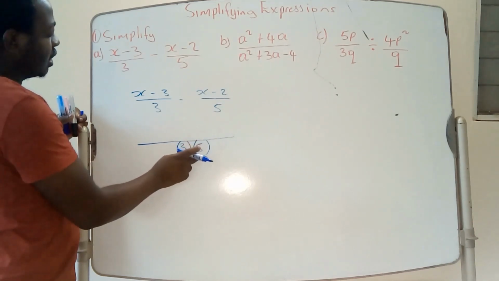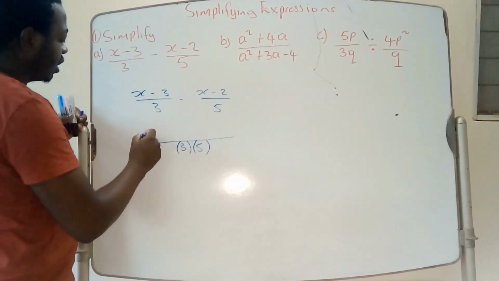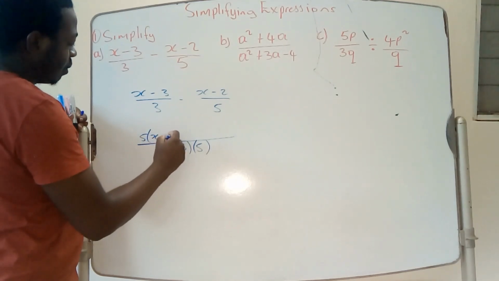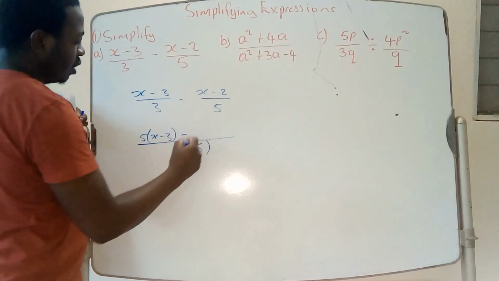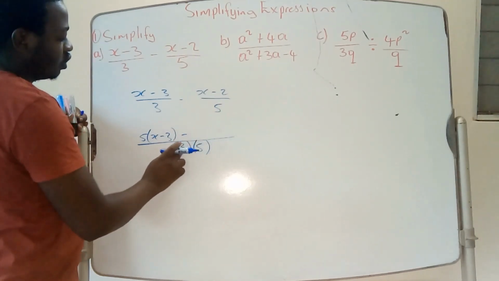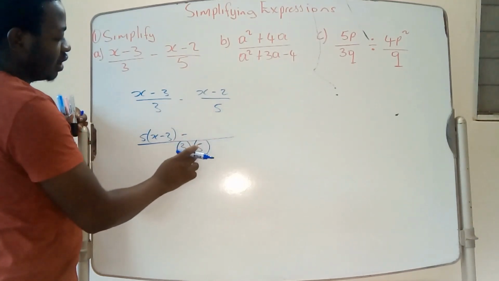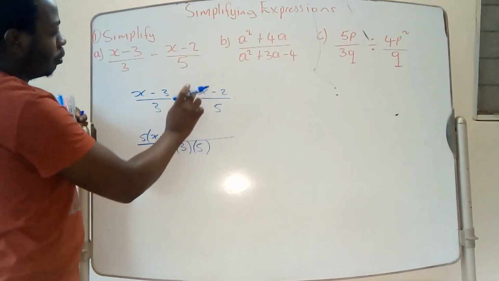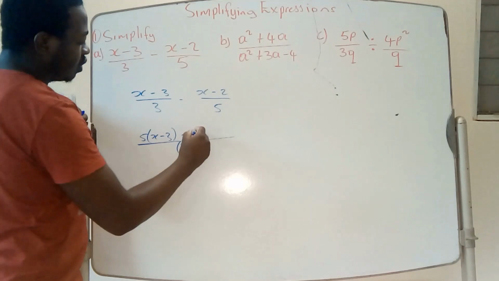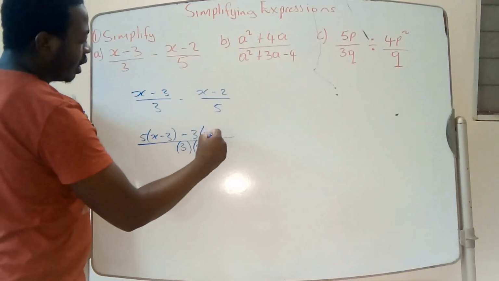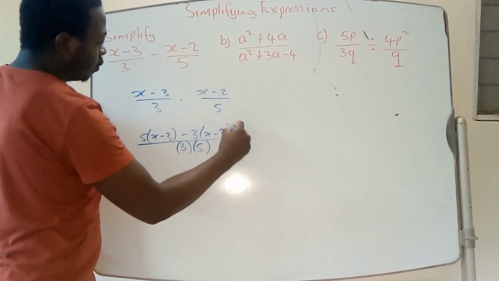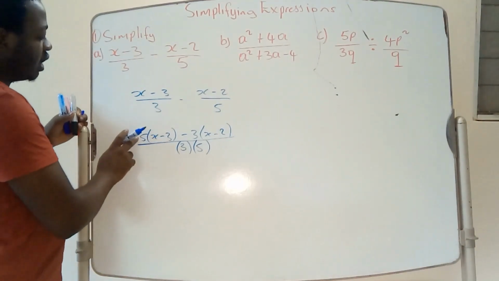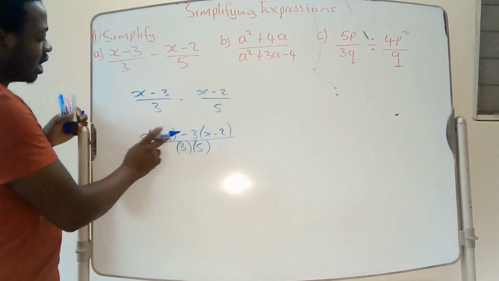So I'm going to take this 5 to multiply my numerator. So it's going to be 5 times all of my numerator, which is x minus 3, minus 5 into 3 times 5. 5 will cancel out 5, leaving me with 3. I'm going to take this 3 to multiply all of my numerator. So it's going to be 3 times (x minus 2). Right? What I'm going to do now is to distribute this 5 to each term inside of the bracket.